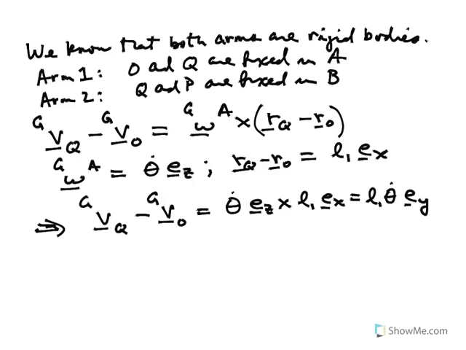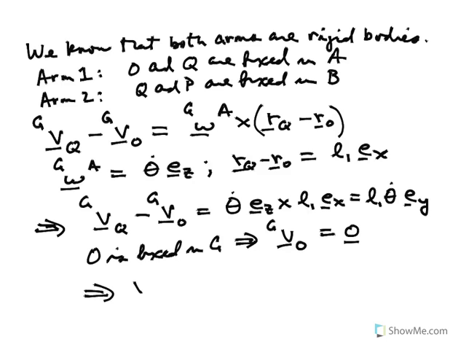But point O is fixed in, sorry, this should be G. We know that point O is fixed in G. That implies that the velocity of point O in G is equal to 0, from which we get that the velocity of point Q in G is equal to L1 theta dot times Ey.